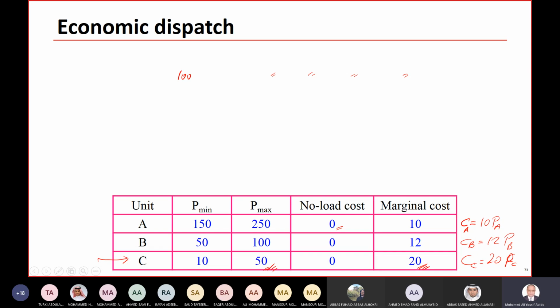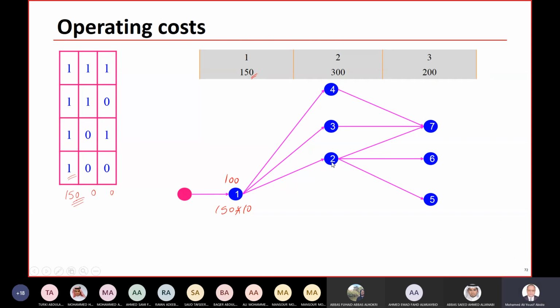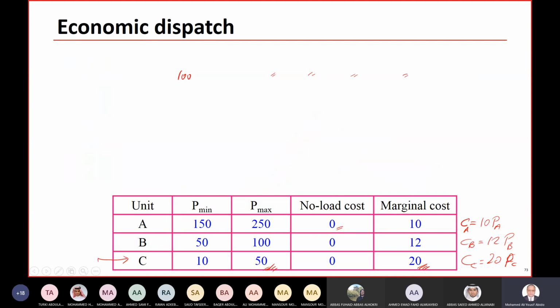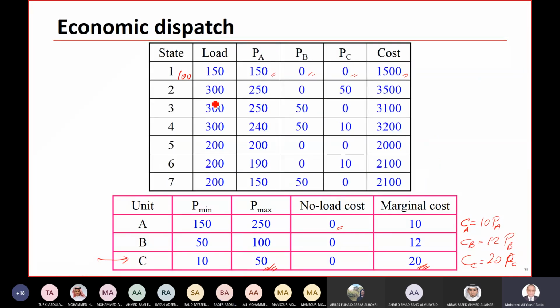Status 2, what is status 2? This status is 1, 0, 1. Is it clear? Yes. So this one is 101, meaning we have two machines on, which are 1 and 3. The load here is 300 megawatt.